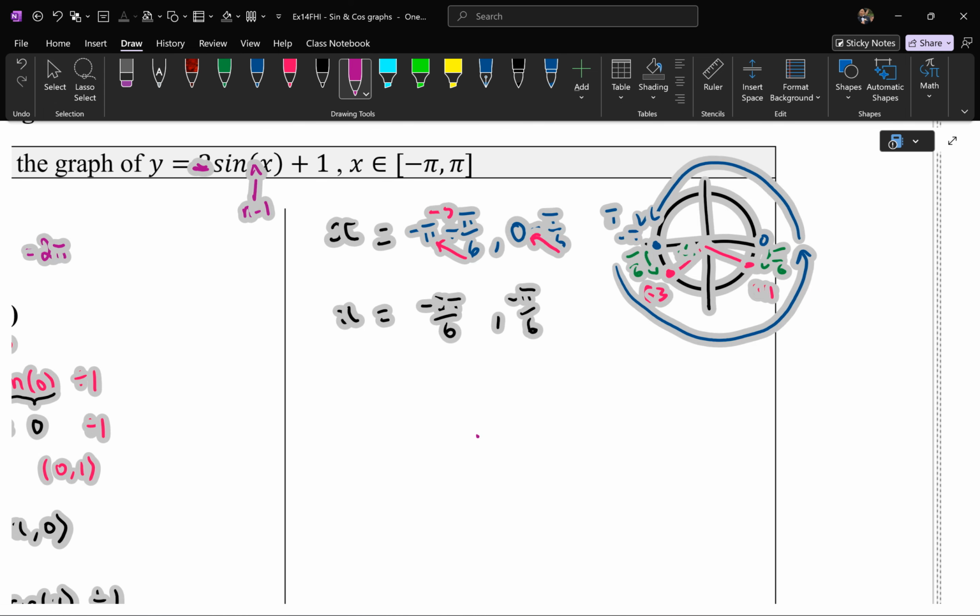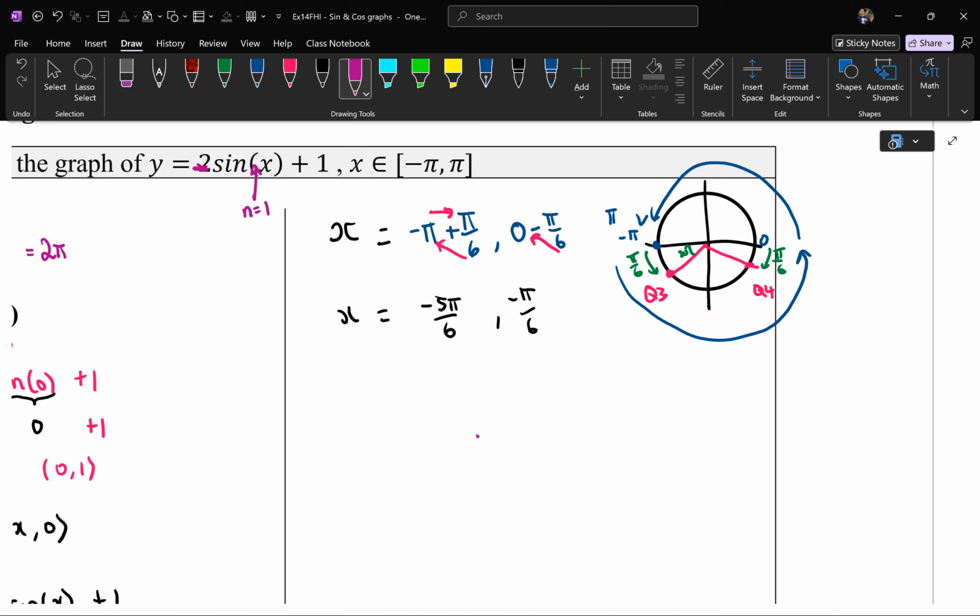Here's your interval. X was between negative pi and pi. You found 2 of the possible answers. You got negative 5 pi on 6, and you've got negative pi on 6. So these ones are clearly within the domain. To work out if you have any more within the domain, if you go to the right, you add the period. If you go to the left, you subtract the period.